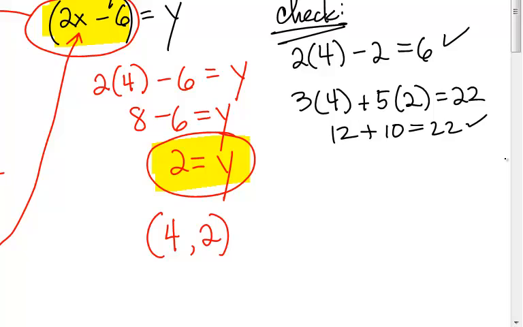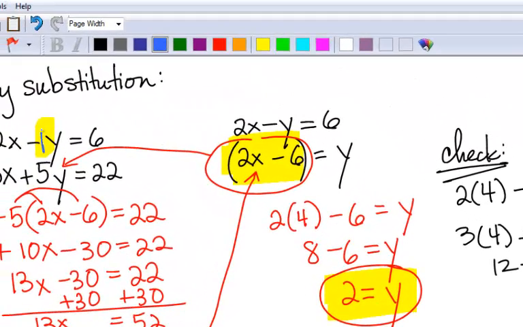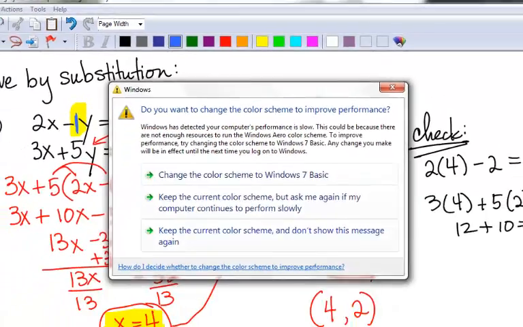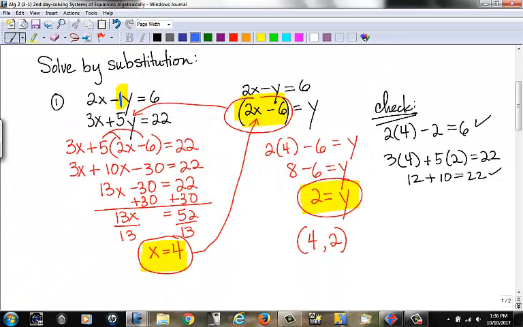So that is substitution. The critical part about substitution is this part right here. You can solve for any of them, but you look for one that has a coefficient of 1, solve for it, and then substitute that into the other one. So that is substitution. Okay, let's do one by elimination.